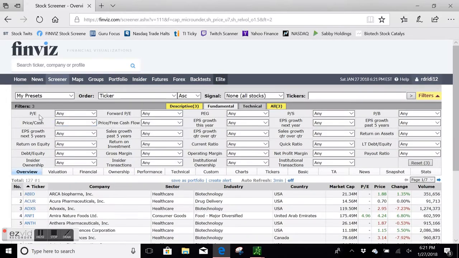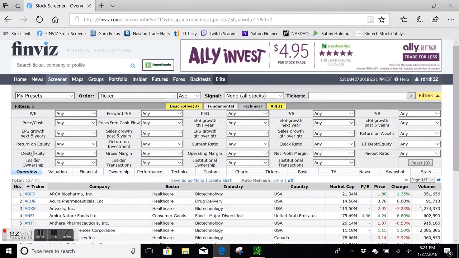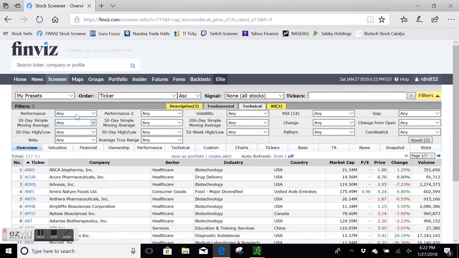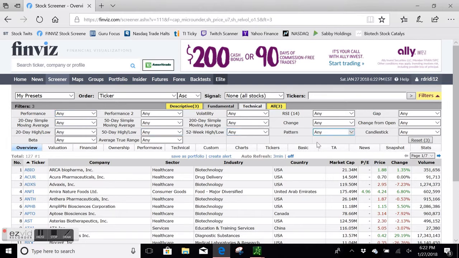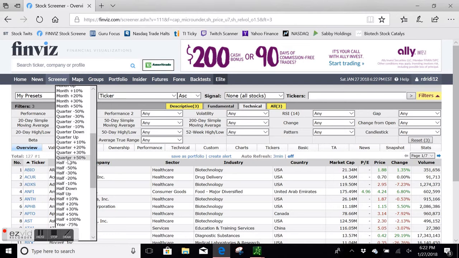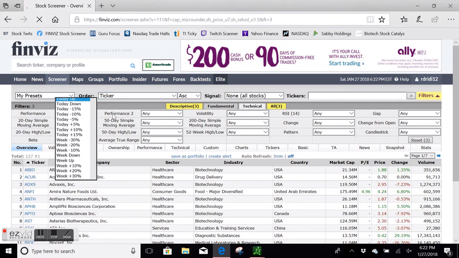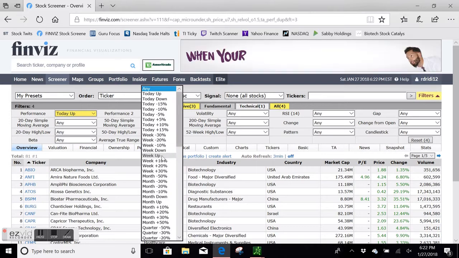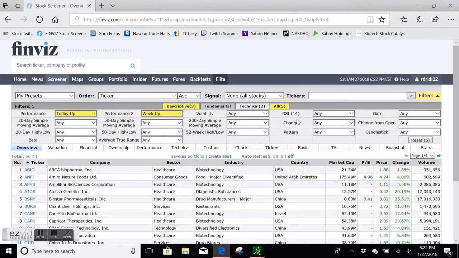So I don't use the fundamental tab. It's got all these different things: PE, price to cash, debt to equity, return on investment, current ratio. There's a lot of different ratios and things you can use to analyze the fundamentals. Not usually something that I trade off of. Next is technical. So this is something I use. I use a lot of different things on here. You could do performance, so like price performance. You could say we're looking at stocks that are up today, and you could say stocks that are up on the week.